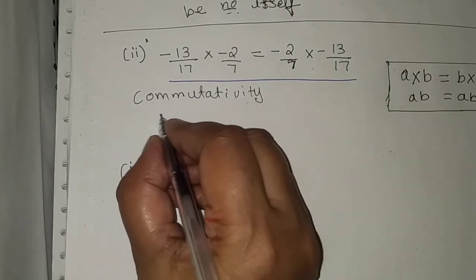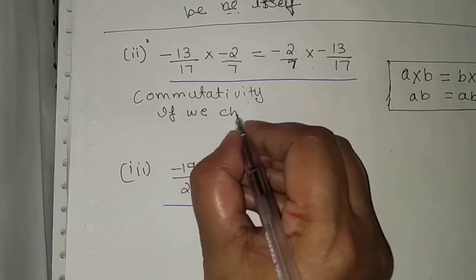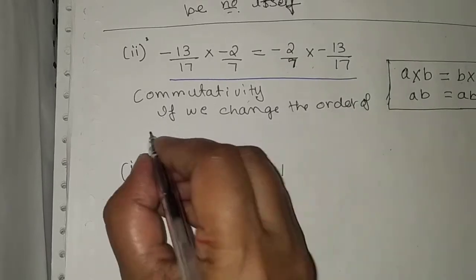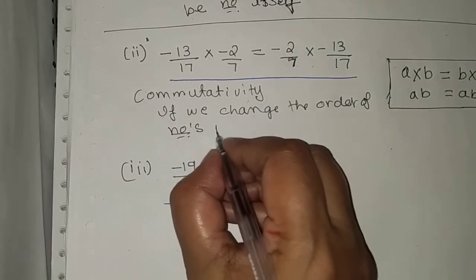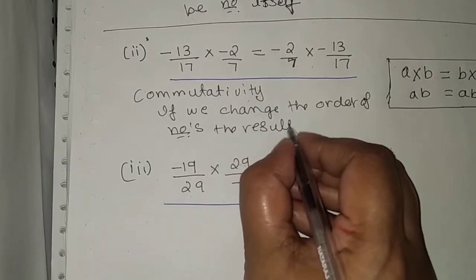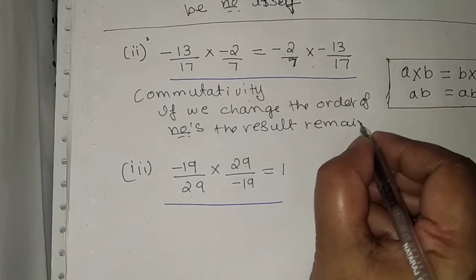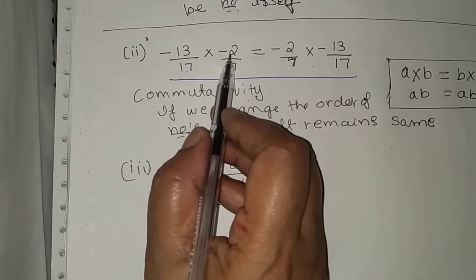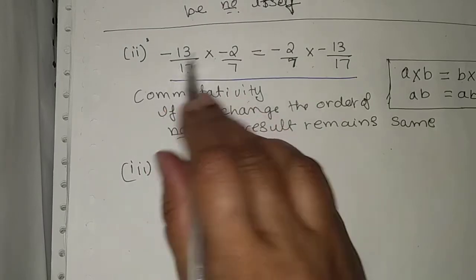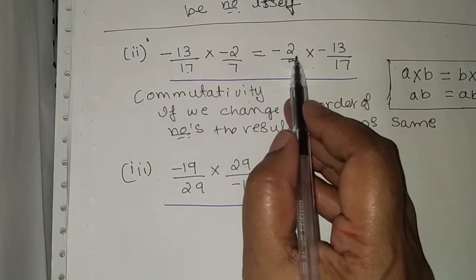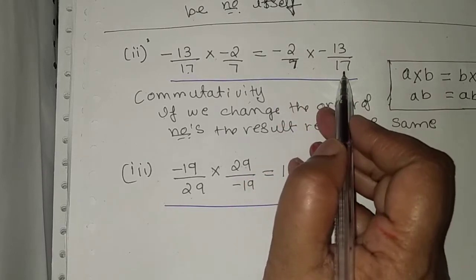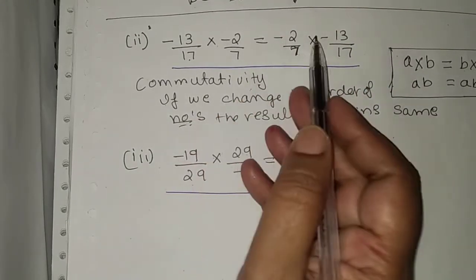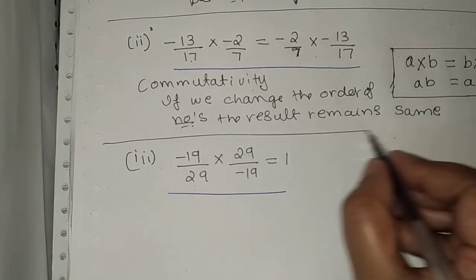So we'll write this definition. If we change the order of numbers, the result remains unchanged, or remains the same. Here in the problem, minus 13 by 7 into minus 2 by 7 is equal to, both the positions are interchanged, that is minus 2 by 7 is written first, next minus 13 by 7 is written next. When we multiply, we get the same result. LHS will be equal to RHS. So this is the commutativity.